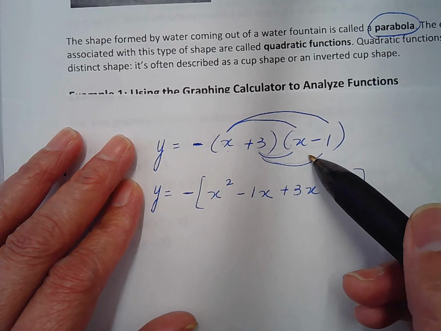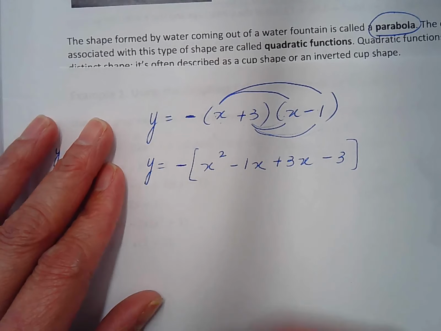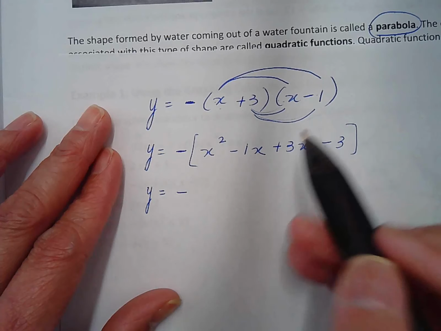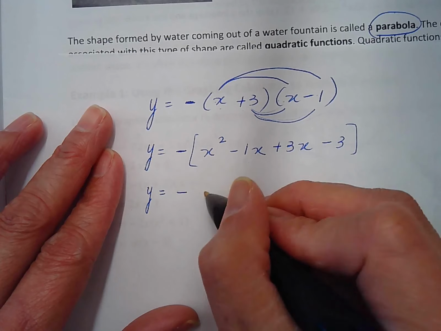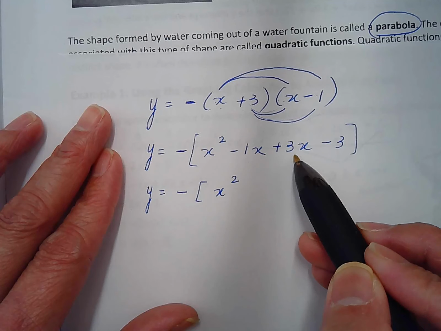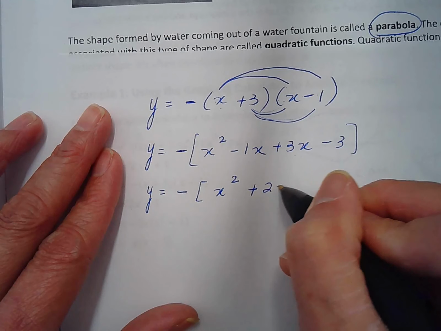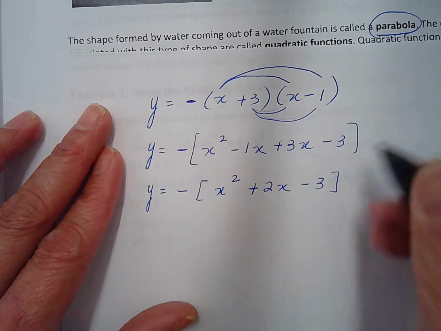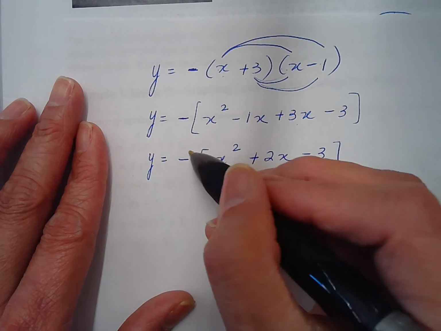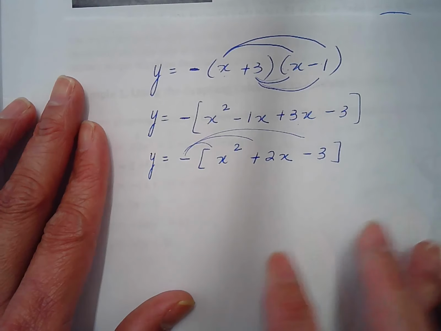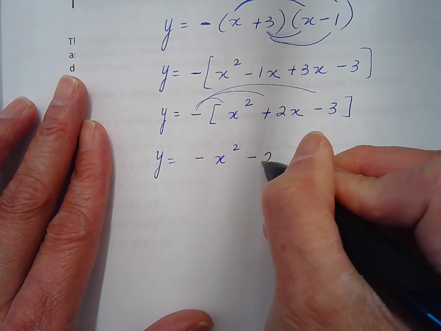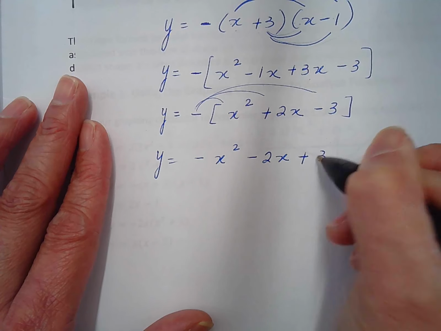Binomial times a binomial. You don't have to know these parts, but I just wanted to show it to you, just for the fun of it. So negative, and then we can combine like terms in here. X squared. You have negative 1x plus 3x. That's going to give us 2x minus 3. Okay. And then multiply everything with a negative. So it's negative x squared minus 2x plus 3.